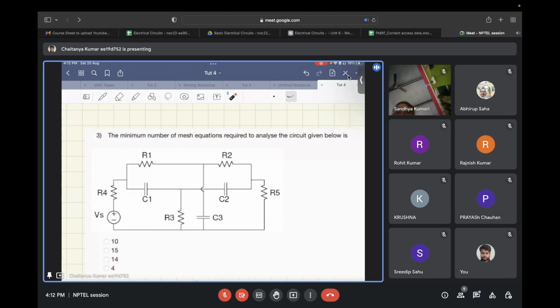Here it is asked what is the minimum number of mesh equations that are needed to solve the circuit. So you need to find how many loops are there in the circuit, and accordingly how many mesh equations will be required. Please try it out.